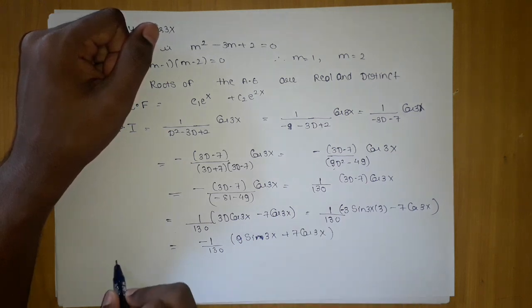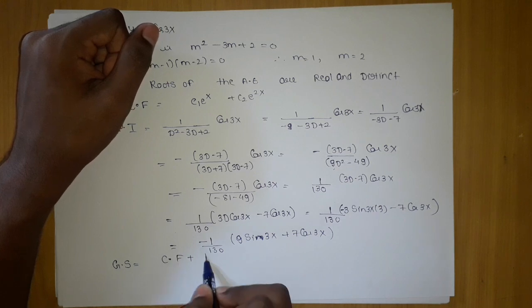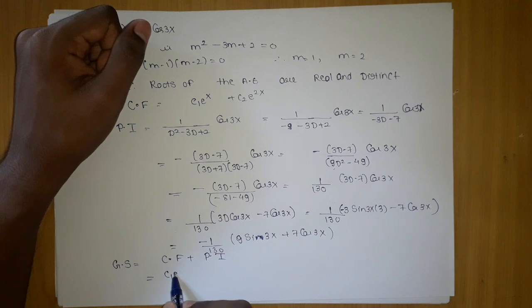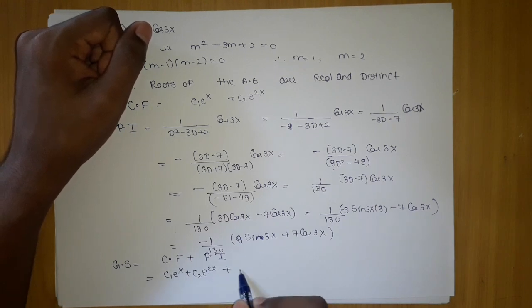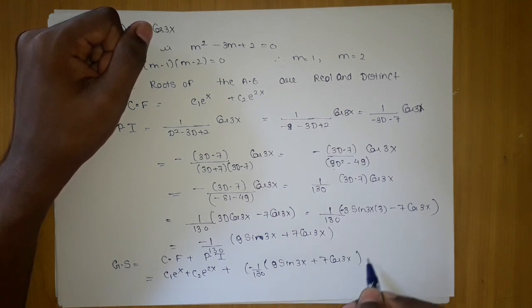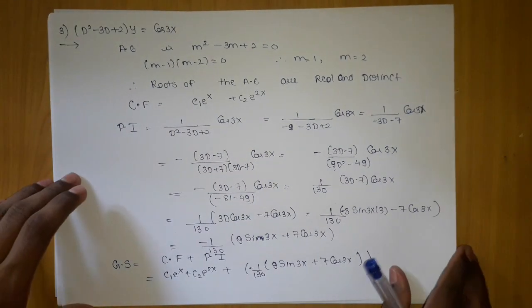Now we know our general solution is nothing but the complementary function plus the particular integral. So just substitute the things: C1 e^x + C2 e^(2x), and here -1/130 into (9 sin 3x + 7 cos 3x). So we get our required answer. This was our answer for question number 3. Now let's move on to the next question.